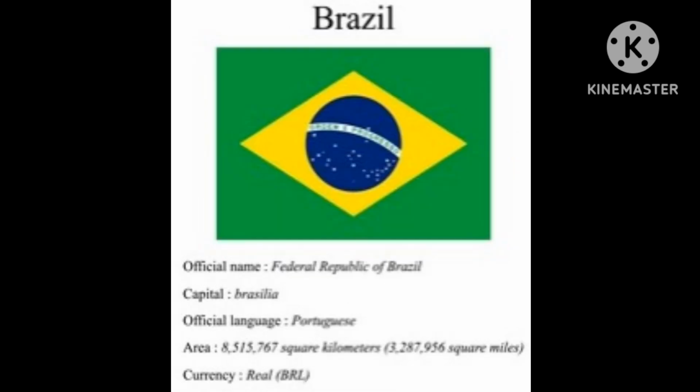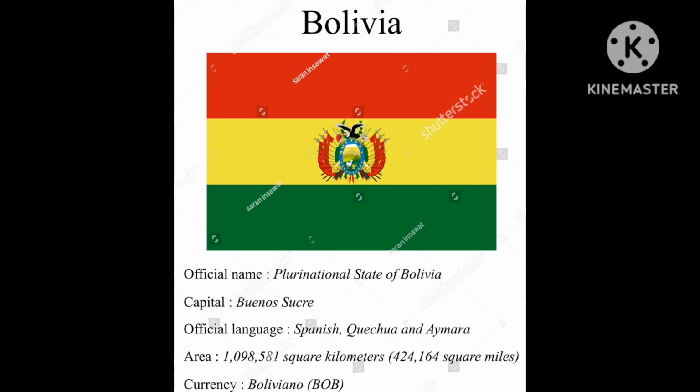The next country is Brazil. The capital of Brazil is Brasilia. Official language is Portuguese and currency is the real. You can also watch the flag of Brazil on the screen. Okay, the next country is Bolivia. The capital of Bolivia is Buenos Aires. Official languages are Spanish and Aymara, and its currency is the Boliviano. You can also watch the flag of Bolivia on the screen.